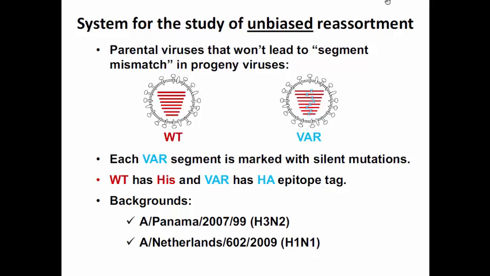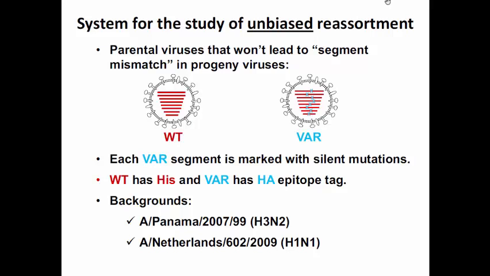We've made these reagents in a number of strain backgrounds now. The data I'll show you today are from these 2, so the H3N2 Panama 99 strain, and then Netherlands 60209, which is an isolate of the 2009 pandemic. So importantly, we've shown that the changes we've made to the variant virus do not attenuate it relative to the wild type in the infection systems we use.